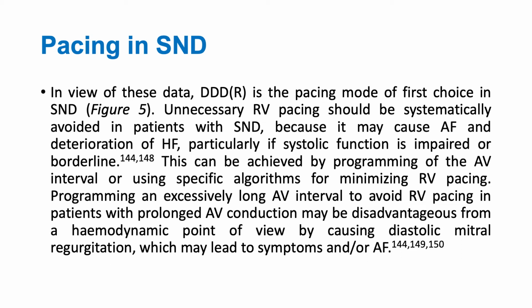What is the summary? In view of this data, DDDR is the pacing mode of first choice in sinus node dysfunction. Unnecessary RV pacing should be systematically avoided in patients with sinus node disease because it may cause atrial fibrillation and deterioration of heart failure, particularly if systolic function is impaired or borderline. This can be achieved by programming of the AV interval and using specific algorithms for minimizing RV pacing. Programming an excessively long AV interval to avoid RV pacing in patients with prolonged AV conduction may be disadvantageous from a hemodynamic point of view by causing diastolic mitral regurgitation, which may lead to symptoms and or atrial fibrillation.